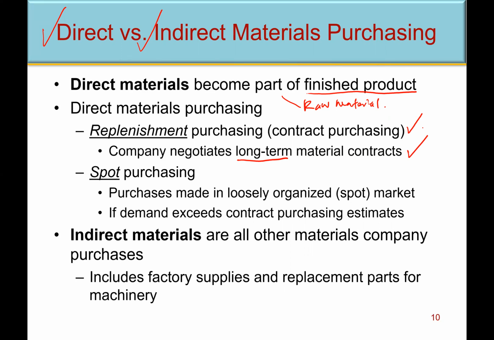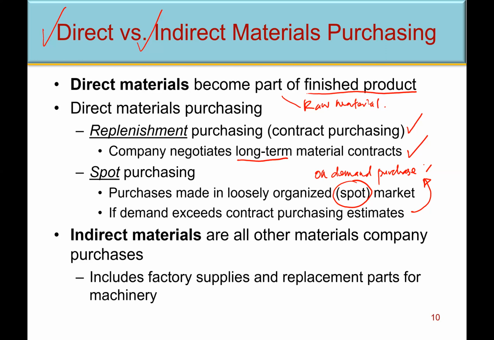The other type is spot purchasing. Purchases made in loosely organized or what we call spot markets. So this one is just on demand purchase only. When demand comes, then buy. So if demand exceeds contract purchasing estimates, it is on demand purchase only, with no contract.